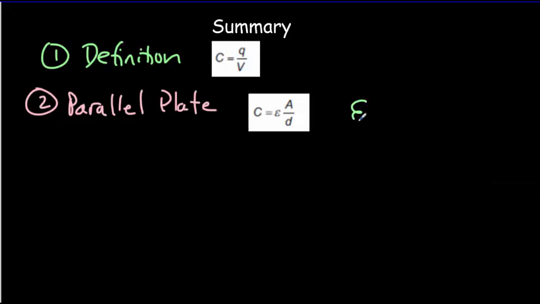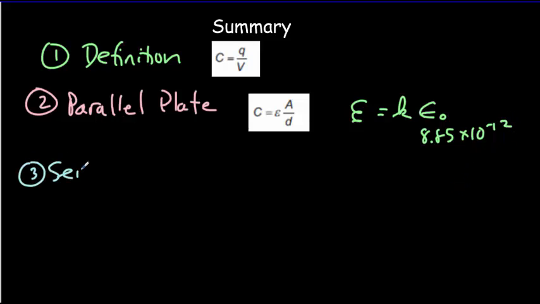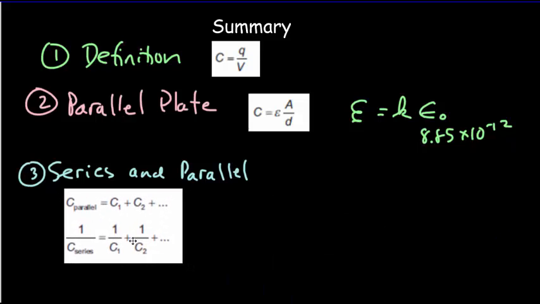Notice here that they write this relative permittivity epsilon. That's going to equal the dielectric constant times the permittivity of free space, which has a value of 8.85 times 10 to the minus 12. Thirdly, we talked about series and parallel combinations of capacitors. And here's the formulas as written in the data booklet. Remember, it's going to be just like equivalent resistance, except the formulas for parallel and series are kind of reversed. And fourthly, we talked about the energy stored in a capacitor. And we said that was given by 1/2 times the capacitance times the voltage across the capacitor squared.